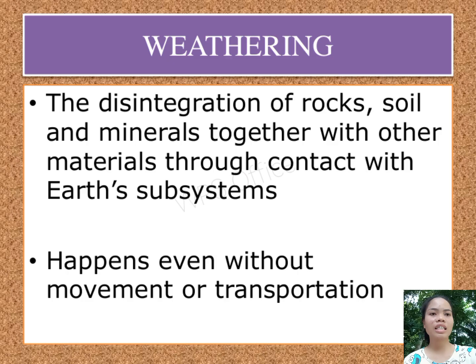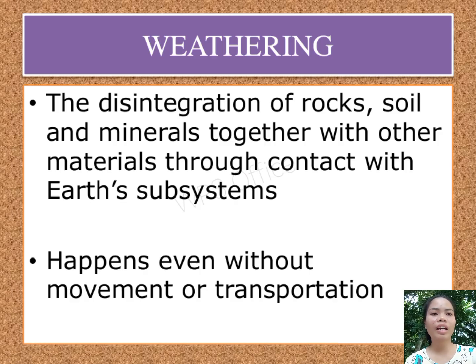Weathering, the disintegration of rocks, soil, and minerals together with other materials through contact with Earth's subsystems, happens even without movement or transportation. Weathering is the natural process where rocks, soil, and minerals break down into smaller particles through contact with elements of the Earth's subsystems, such as the atmosphere, hydrosphere, biosphere, and lithosphere. It occurs in place, meaning it doesn't involve the movement or transportation of materials.